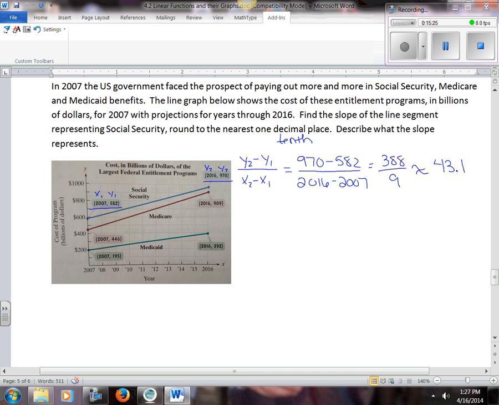So I have the slope, but what the heck does that mean? What does that slope represent? The slope indicates that from the time period from 2007 to 2016, the cost of Social Security is going to increase by approximately 43.1 billion per year. The rate of change is approximately 43.1 billion per year. So what that's telling us is every single year the cost of Social Security is going up 43.1 billion. It's a huge number.